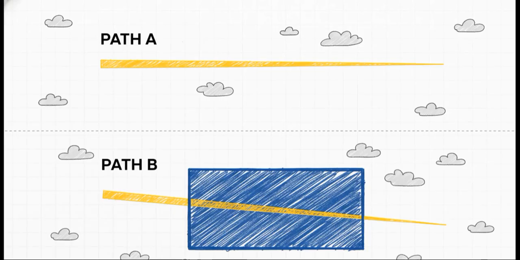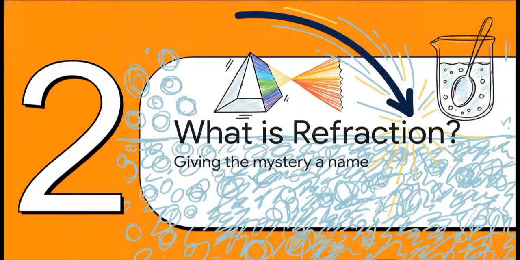And here's the core idea. We're all taught that light travels in a straight line. But that's only kinda true. It only travels in a straight line as long as it's moving through the same consistent stuff, or what scientists call a medium. The moment that light ray crosses a boundary, say from water into air, it changes direction. It actually bends.